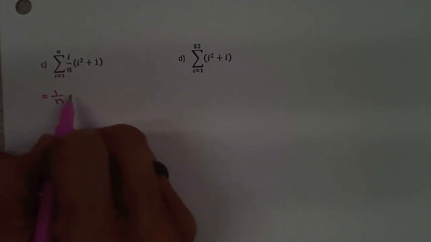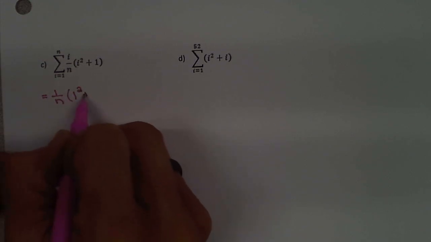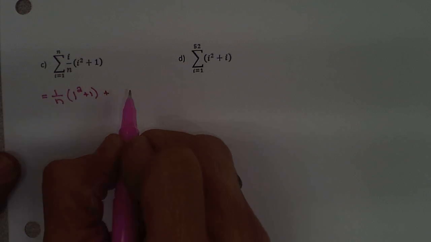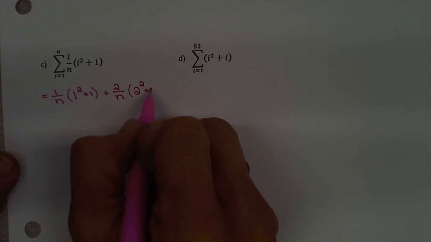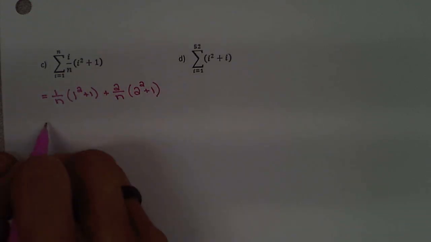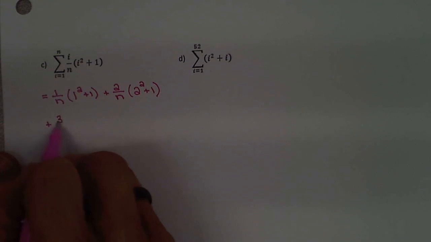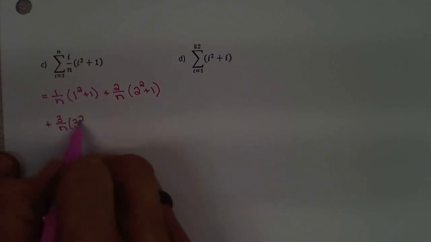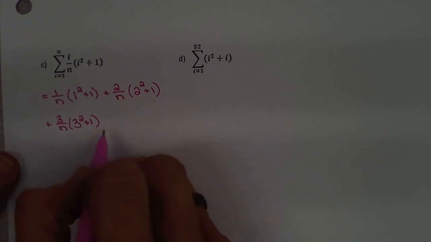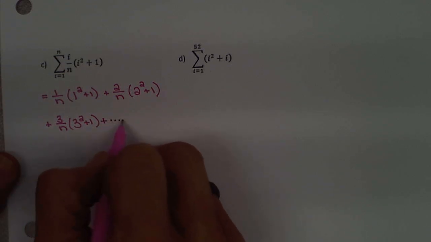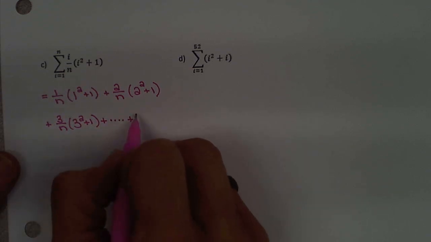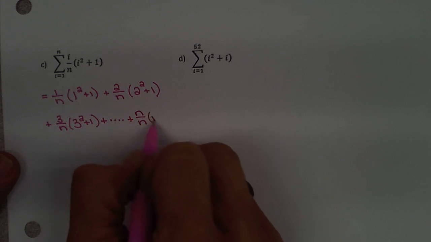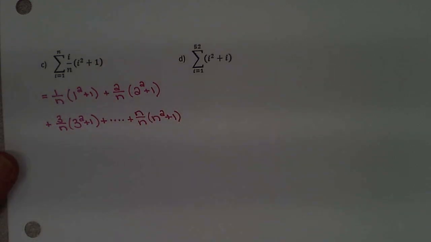So that would be a 1 over n, and then a 1 squared plus 1. Then I'm going to plug in a 2. So that would be a 2 over n times 2 squared plus 1. Then I'll go ahead and plug in a 3. So 3 over n times 3 squared plus 1. And then I would continue to do that all the way out to plugging in an n. So if I plug an n into all the i's, I get an n over n times n squared plus 1.